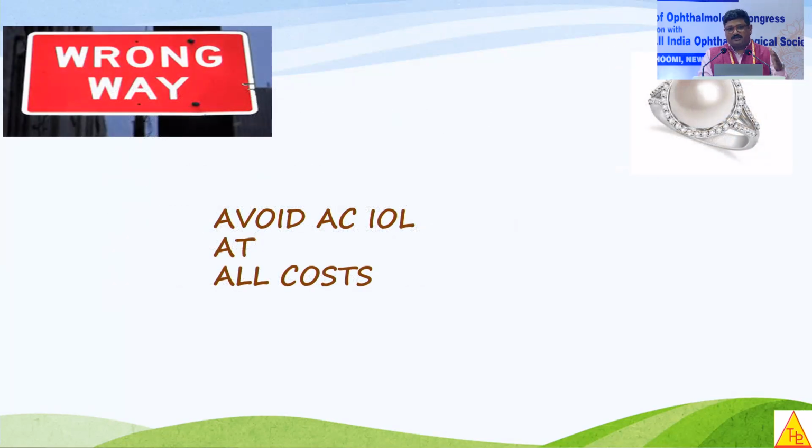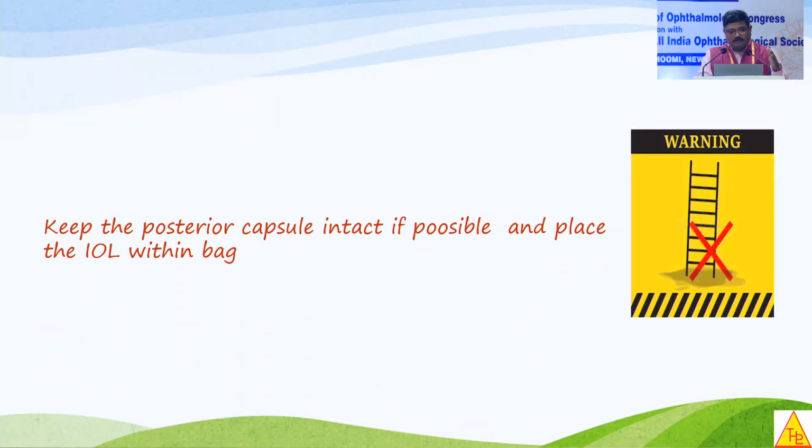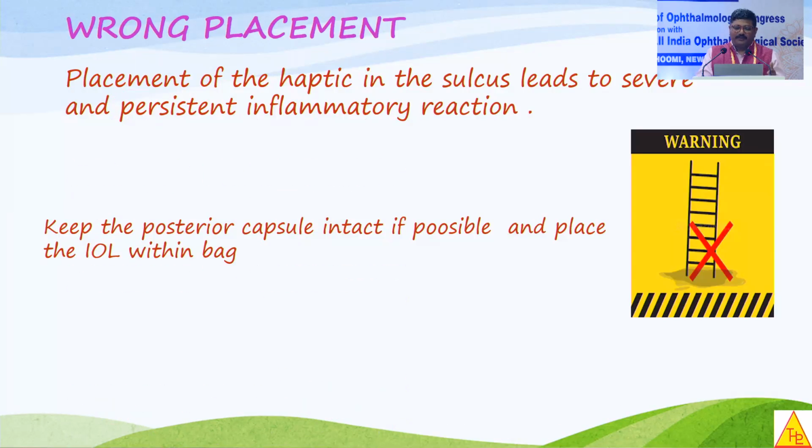One thing we should always avoid in such cases is the AC IOL. The warning is to try to keep the posterior capsule intact if possible, and place the IOL in the bag, because if the haptics are placed in the sulcus, that will lead to further uveitis, and the problem will be there.